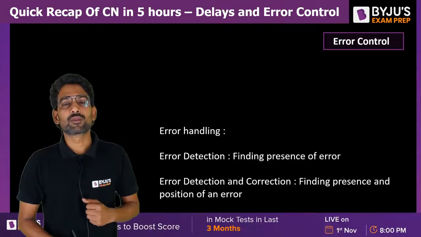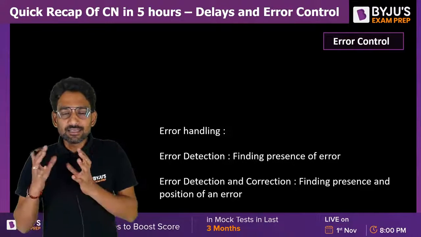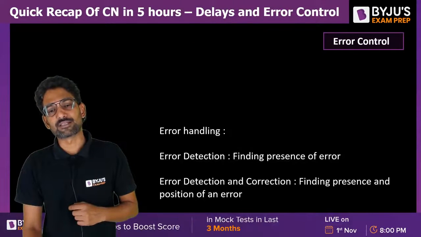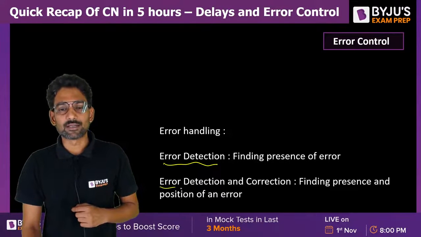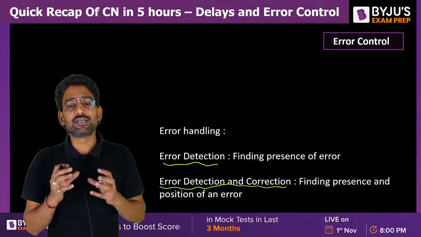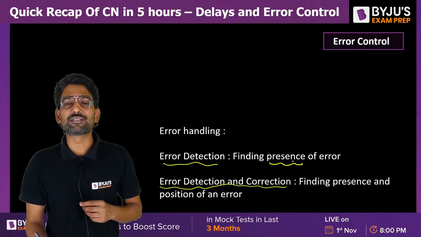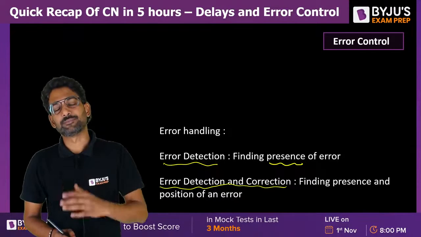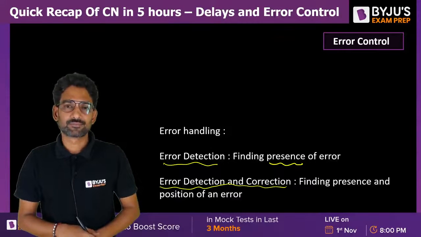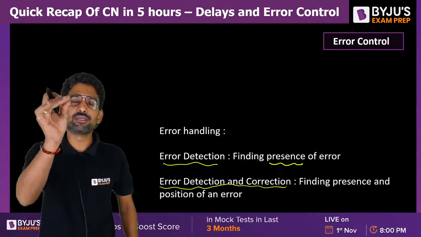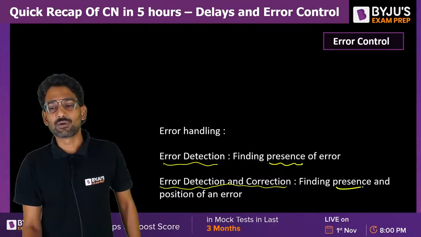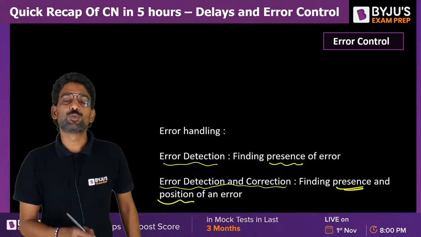Now, to handle these errors, we have two types of techniques: error detection and correction. What is the difference between these? Detection only finds the presence of an error, yes or no. But it can't tell you what the error is, which bit is in error, where the error is. It just tells you whether an error is there or not. But detection and correction will tell you not only the presence but also the position.